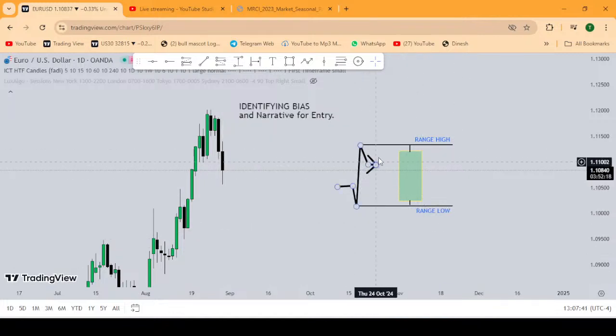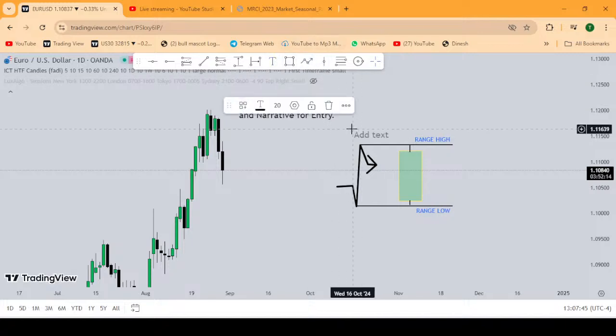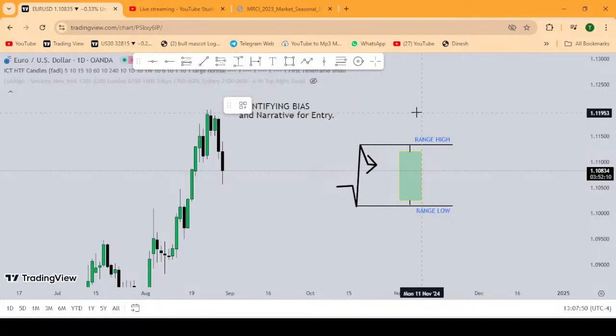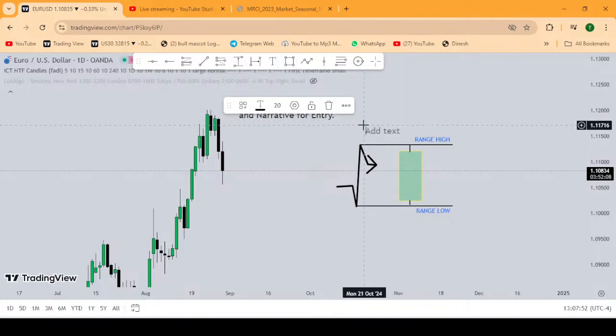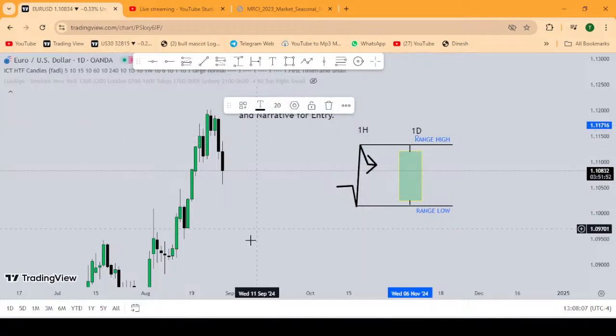So this is, for example, a 1 hour chart, right? This is an example of a 1 hour chart. Then this is an example of a daily chart. The daily chart is a single candle, but the 1 hour chart is a fractal move. Price is moving from here down, then up, then close.